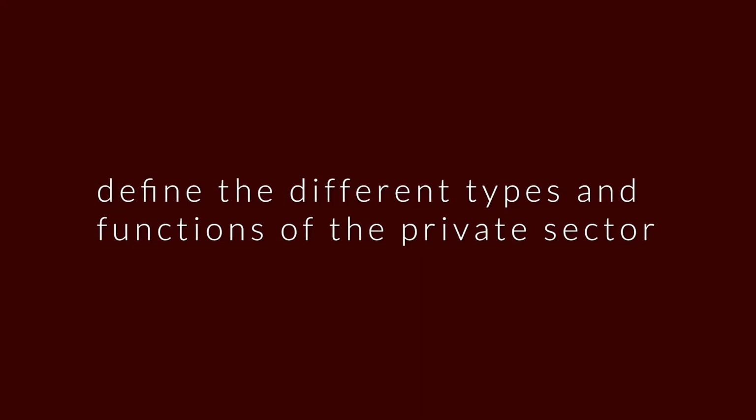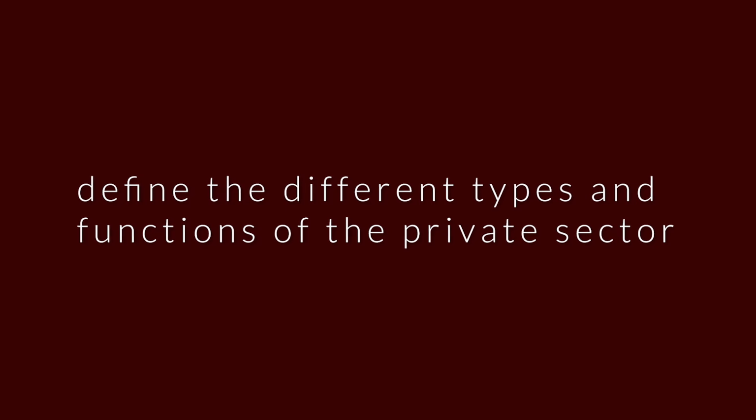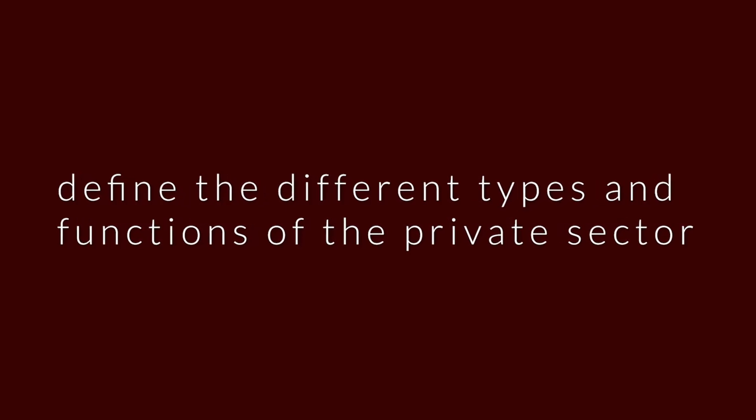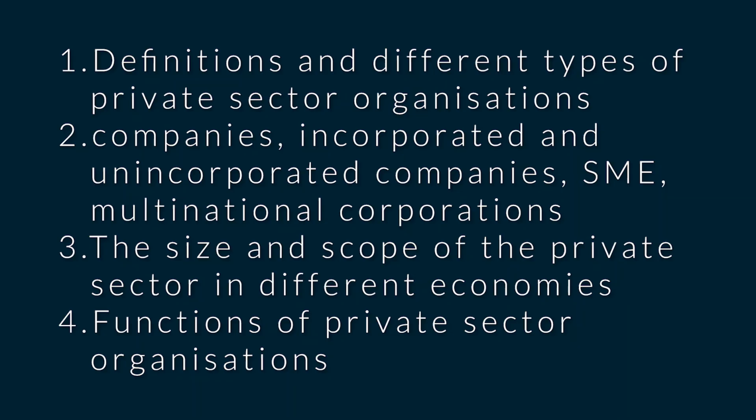Now, what have we done here? We've just looked at 20 plus questions. It's revision, right? We've looked at the first assessment criteria, over 20 questions. The idea behind these questions was to put you in a position to define the different types and functions of the private sector. And what was the objective? The objective of assessment criteria 1, if you look at the indicative content, is to make sure that you understand the definition and different types of private sector organizations.